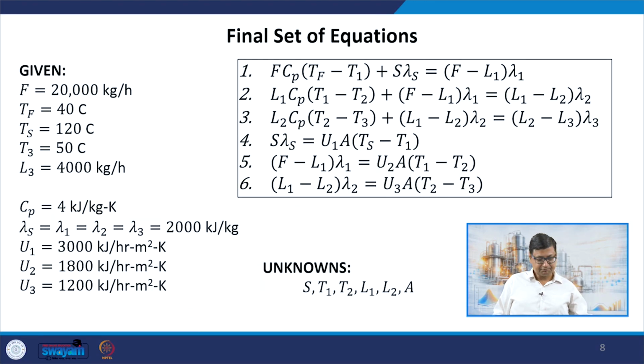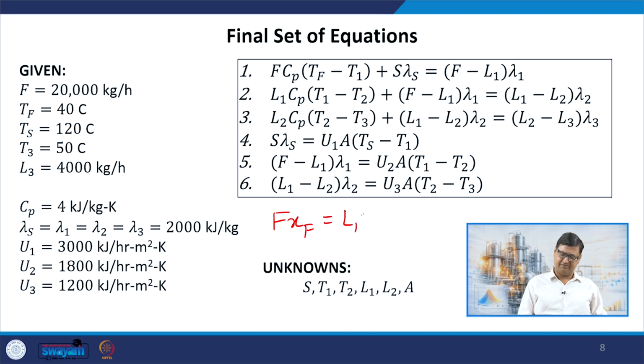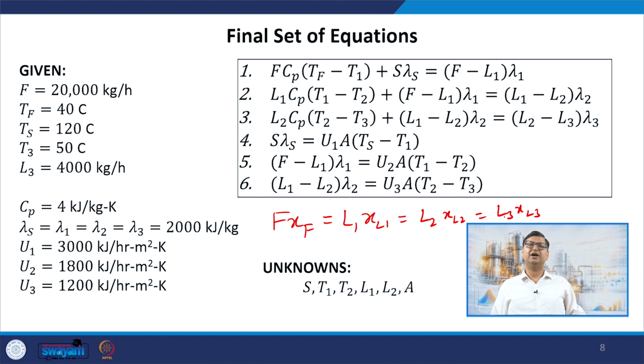Okay. So, for this particular case, we have derived a set of equations. I have kept aside the solute balance because it can be solved separately. F x_f = L1 x_L1 = L2 x_L2 = L3 x_L3. This can be solved separately. These solute fractions are not appearing in the other equations, so I am not worrying about them. This can be done separately, and they are easy equations to solve.